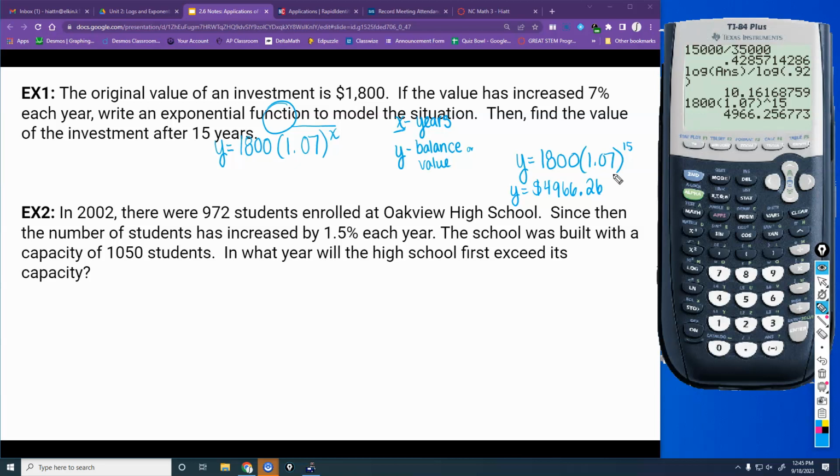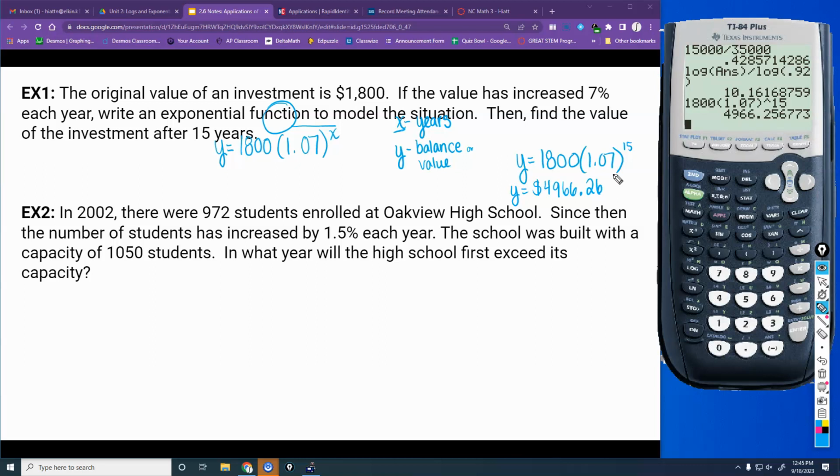All right. 2 is going to be set up the same way, but the way we solve the problem is going to be different. Okay. So in 2002, there were 972 students enrolled at Oakview High School. Since then, the number of students has increased by 1.5% each year. The school was built with a capacity of 1,050 students. In what year will the high school first exceed its capacity?